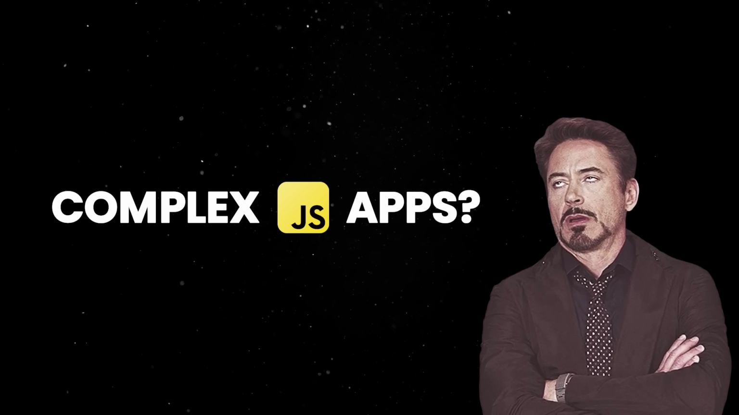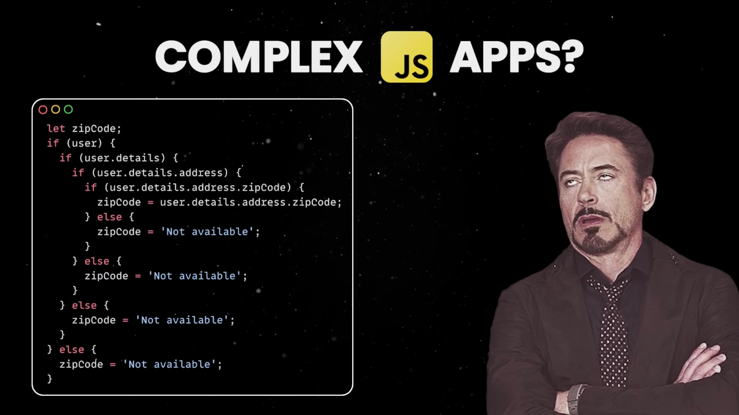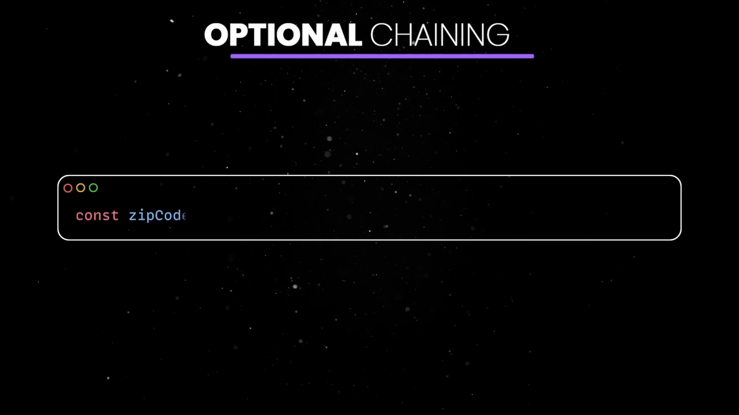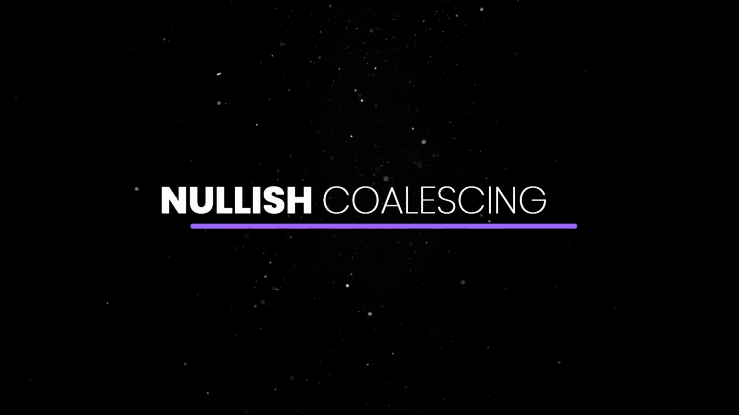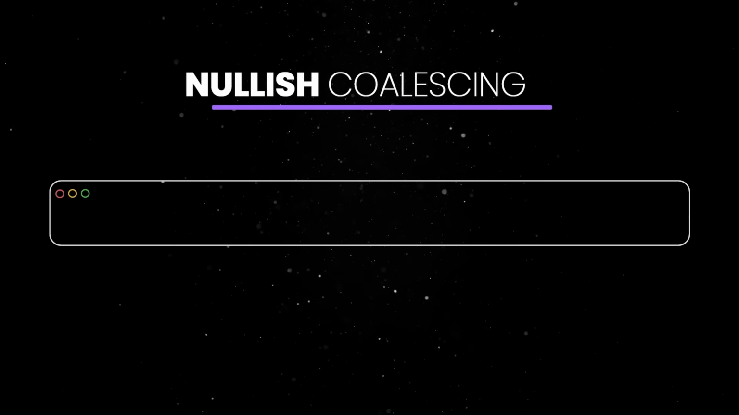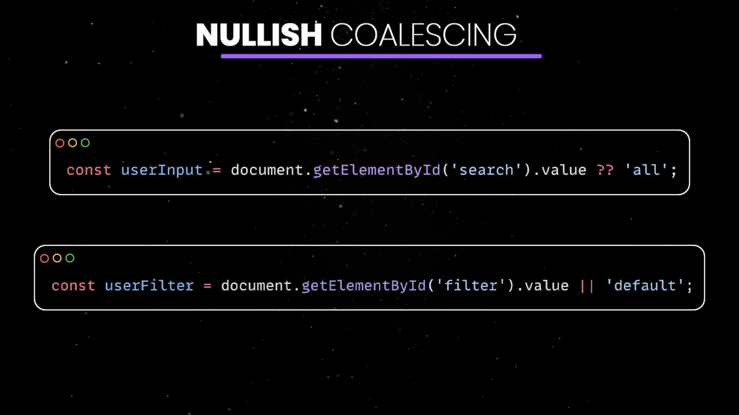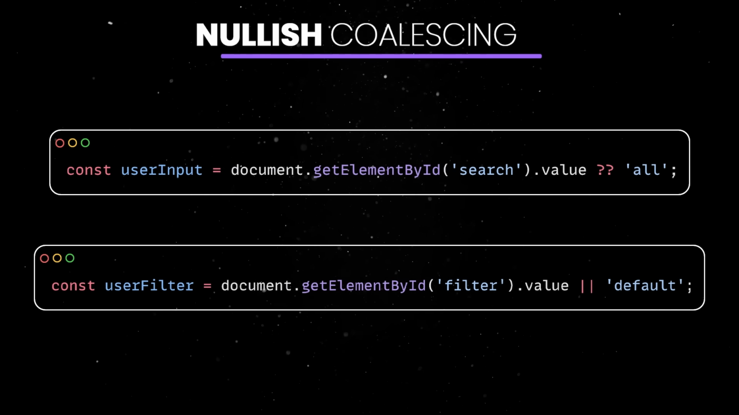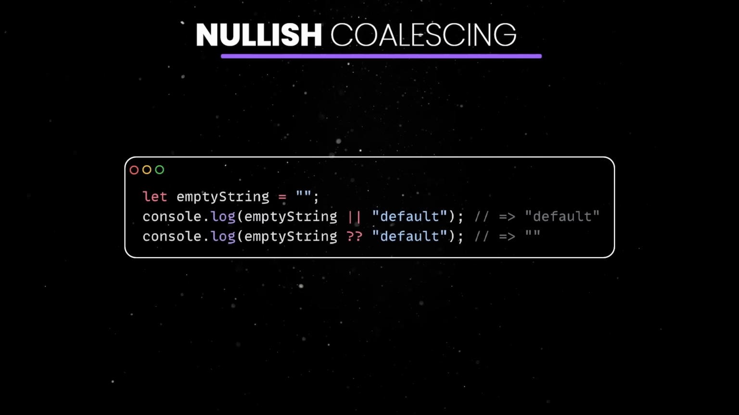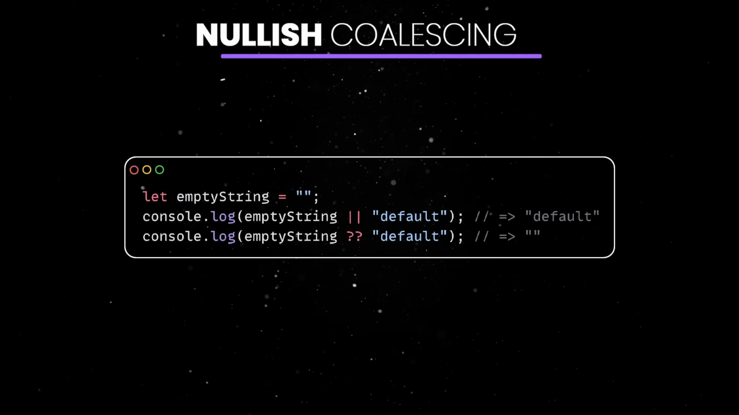As JavaScript applications became more complex, developers needed better ways to handle missing or uncertain data without writing long chains of if conditions. Optional chaining allows you to safely access deeply nested object properties without manually checking if each level exists. Nullish coalescing, on the other hand, helps with setting default values only when a variable is explicitly null or undefined. Unlike the OR operator, which treats any falsy value as invalid, nullish coalescing ensures that only truly missing values get replaced. This is especially useful for distinguishing between an empty user input, which should be allowed, and a missing configuration setting, which needs a default.